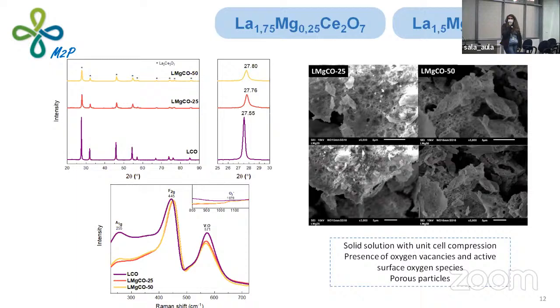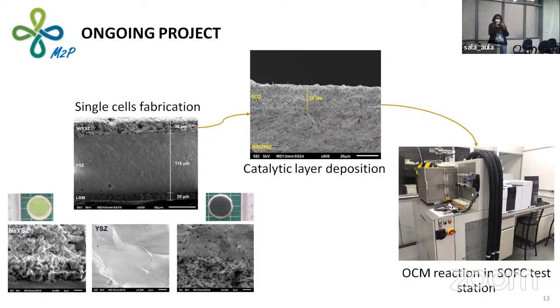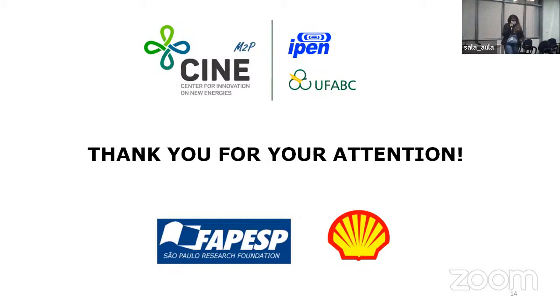In parallel to heterogeneous catalytic tests, we are producing our single cells. The first step is to fabricate the electrolyte based on zirconia oxide by tape casting method. The anode and the cathode are deposited by airbrush. And after that, we deposit the catalytic layer, also using the airbrush. And we hope to test very soon these modified cells in the SOFC test station, to develop the OCM reaction in this station. And that's it. Thank you all for your attention.